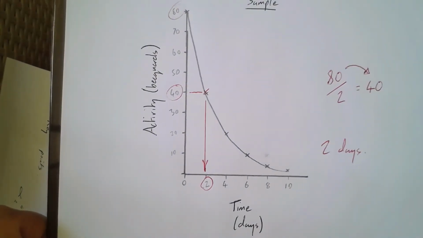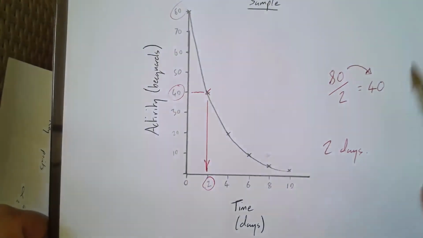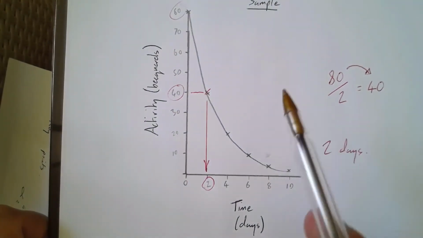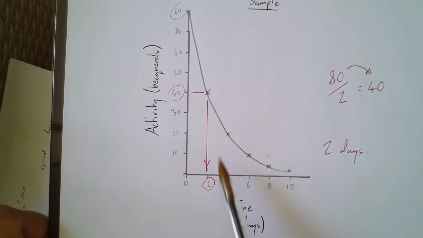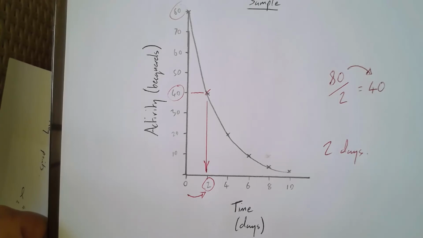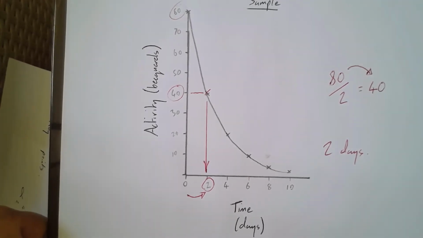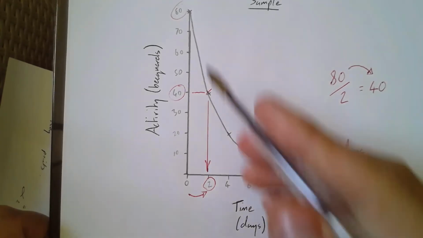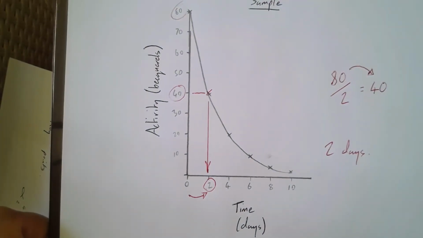That's all there is to it. Look at your activity at the start, halve it, find that half figure on the same axis, read across, and then count how long it took for the count rate to halve. I said sample rate, I should have said count rate, but it's how long it takes for this activity to halve. And to repeat again, it was 2 days here.